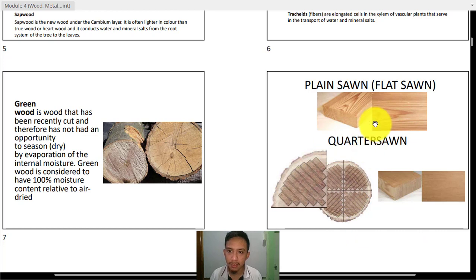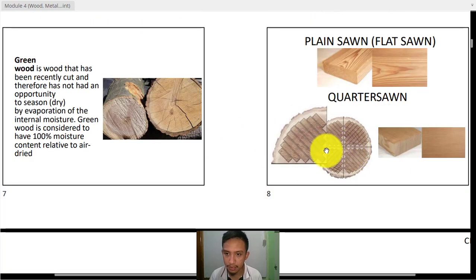But if you need smaller sizes, then we can do a quarter saw. So we will divide your cross section into 4, and that is where we will be fitting the sizes that we need. And that depends on the division, and also on the type of the tree.